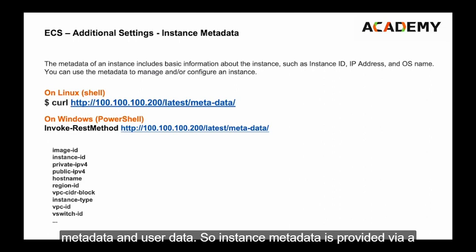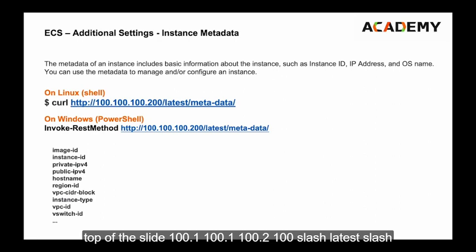So instance metadata is provided via an HTTP service that's actually accessible from any Alibaba Cloud VPC, regardless of whether or not your ECS instance has a public IP address. The URL for that service is, as shown here at the top of the slide, 100.100.100.200/latest/metadata.